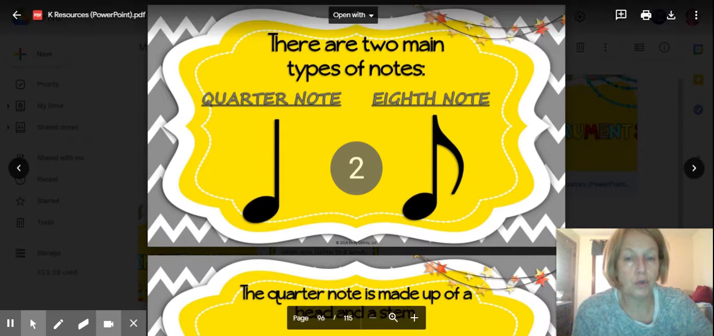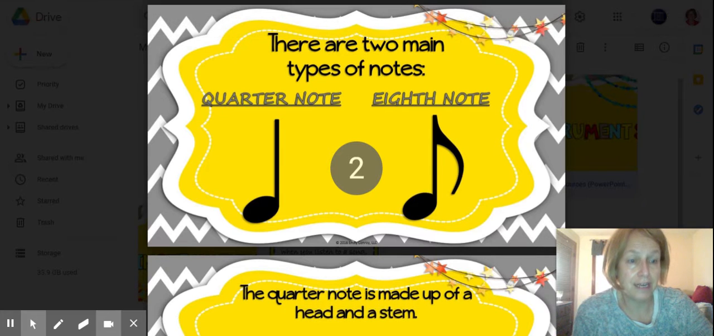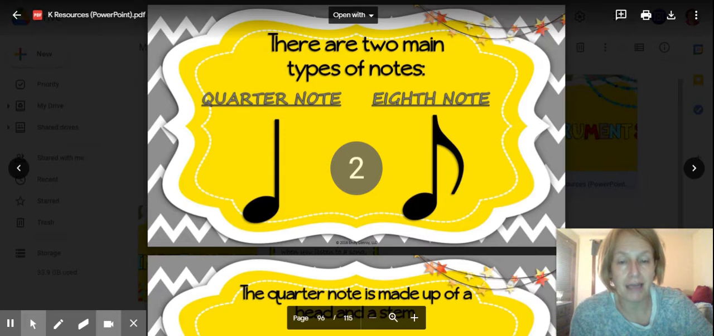2 eighth notes equal a quarter note. Notice here we only have 1 eighth note. So this is just a half a beat, and this is 1 beat, ta.